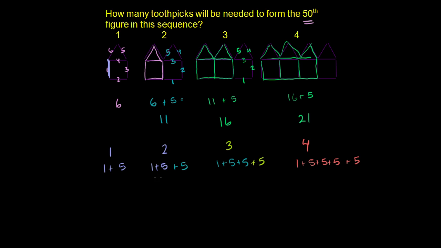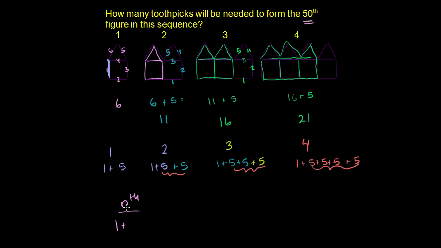So why did I do it this way? Because I wrote this first one as 1 plus 5 instead of just a 6, because you can see, look, I had a 1, and then I had one 5. Now I have a 1, and I have 2 5s. Now I have a 1, and I have 3 5s. Now I have a 1, and I have 4 5s. So you might see the pattern. If I had the nth term, I will have a 1 plus n 5s, right? The first term has one 5. The second term has 2 5s. Third term has 3 5s. Fourth term has 4 5s. So if n is 10, it's going to be 1 plus 10 5s.